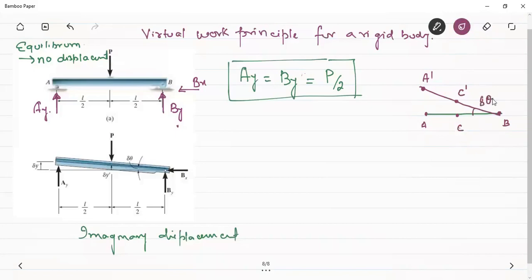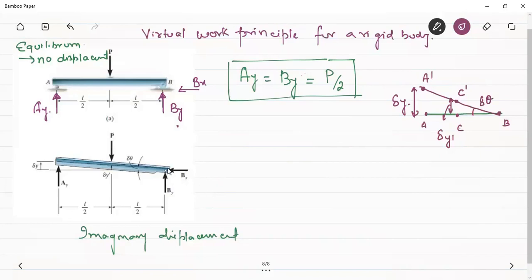Since this is a virtual rotation, it is not actually possible because this beam is in equilibrium. Therefore it has been represented by delta theta, and there will be a displacement of these two points. Let us say this point gets displaced by delta y dash, as shown in this diagram, and the imaginary displacement of point A is delta y. Now we can see what the virtual works will be.